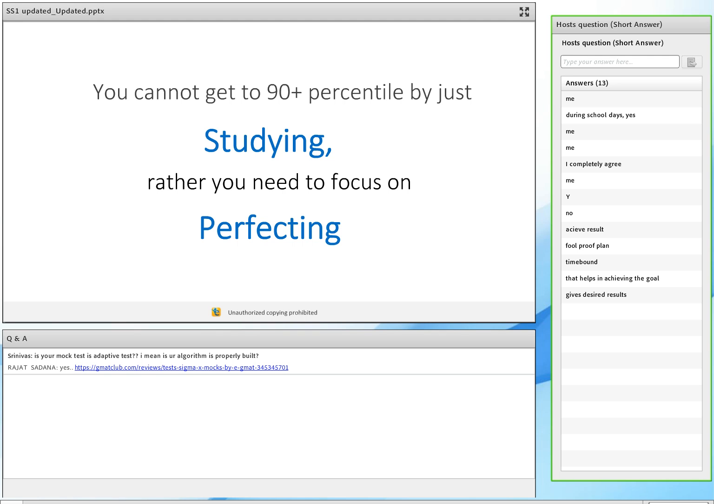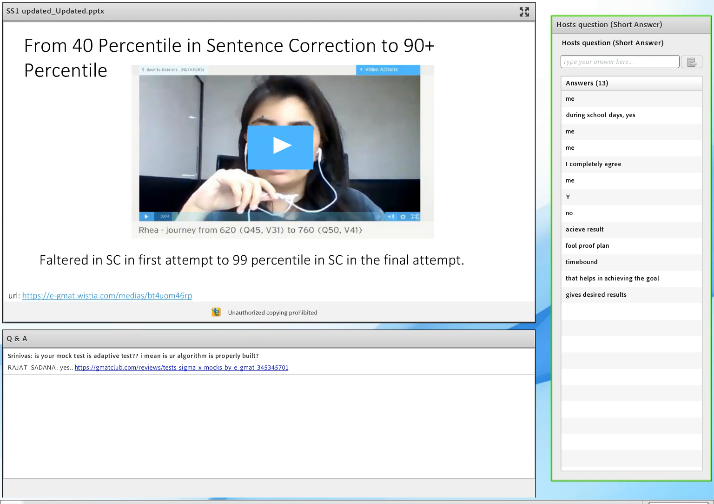Because if you don't perfect them, I'll tell you what happens. But here's an example of a student who went from a 40th percentile in sentence correction in her first attempt to a 99th percentile in her second attempt. She's actually just starting her MBA at ISB. Her name is Ria.